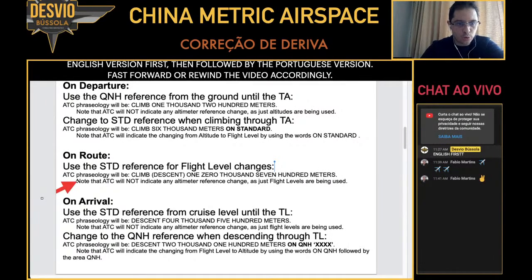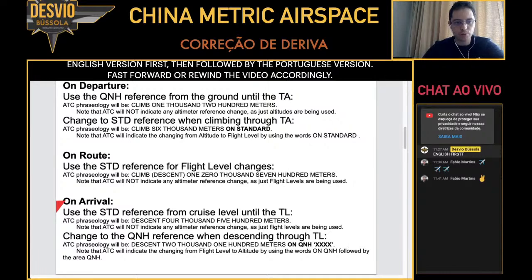And again, note the ATC will not indicate any altimeter reference changes, as just flight levels are being used. So the ATC knows you are already flying at flight levels. He will tell you just a new number, so you will keep the same reference on that number. Okay? And then how it is on arrival.